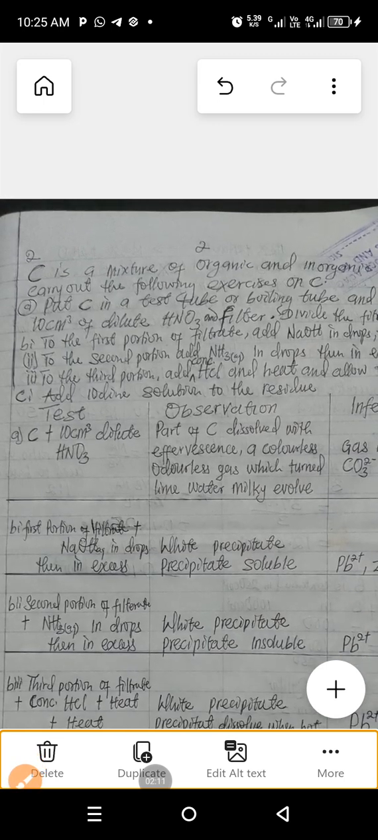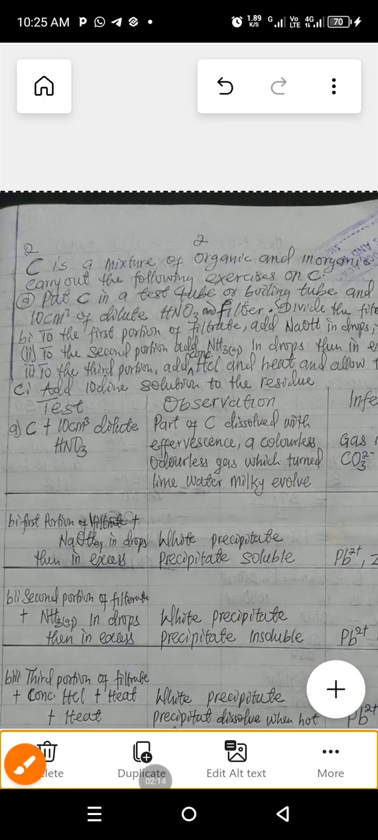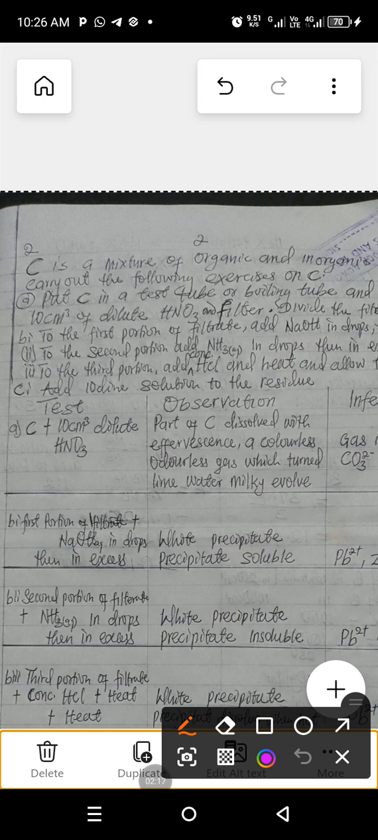All right, now here are the questions we have forecasted, and believe me, it's going to be like this. Say C is a mixture of organic and inorganic salt. Carry out the following exercise on C. Then A, put all of C in a test tube or boiling tube and add 10 cm³ of dilute HNO3 and filter. Then divide the filtrate into 3 portions.